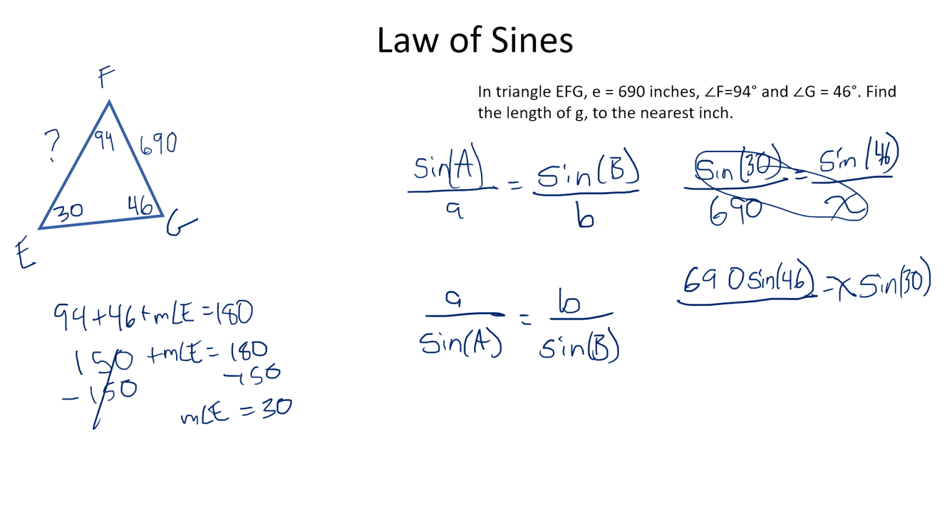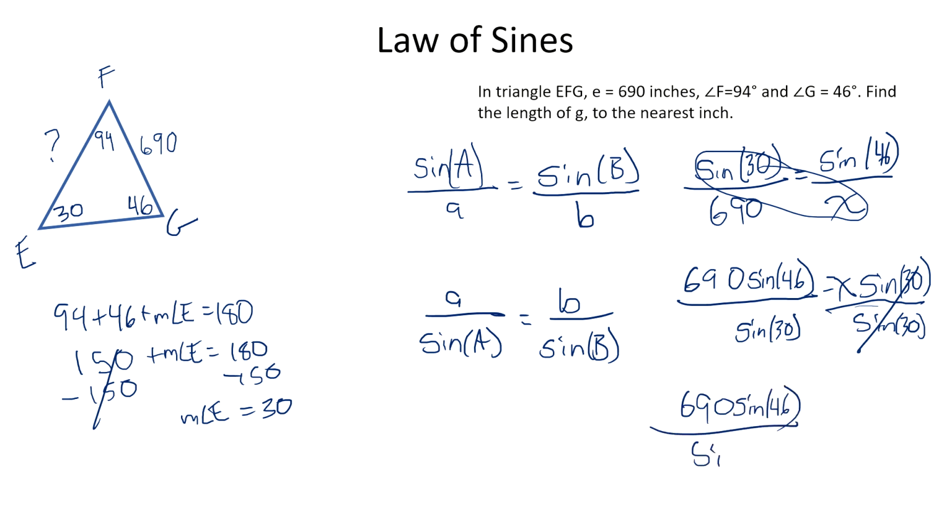I've got to get the x by itself, so I'm going to divide both sides by the sine of 30. Those will cancel out. So 690 times the sine of 46 divided by the sine of 30 equals x. Type that in on your calculator and you will get your answer.